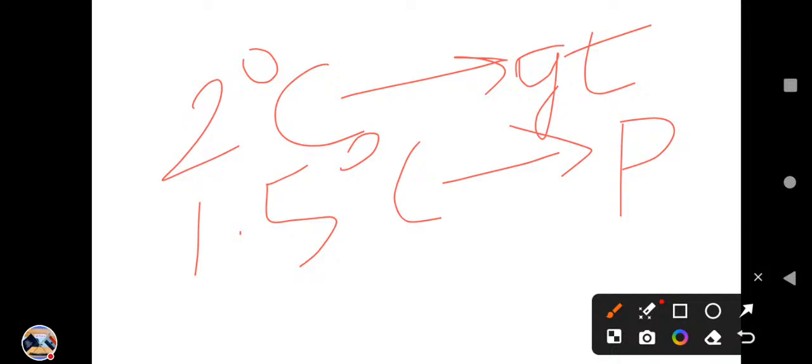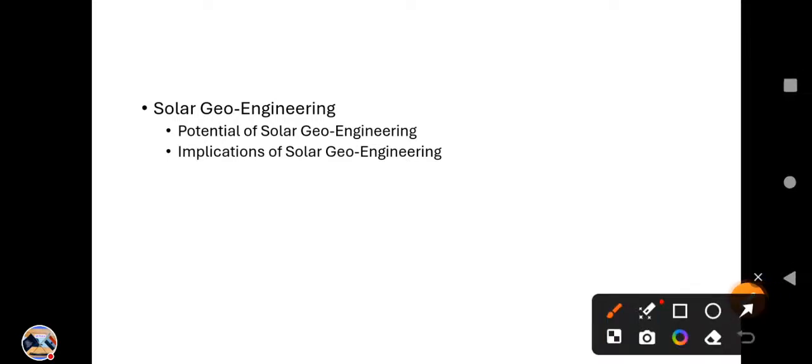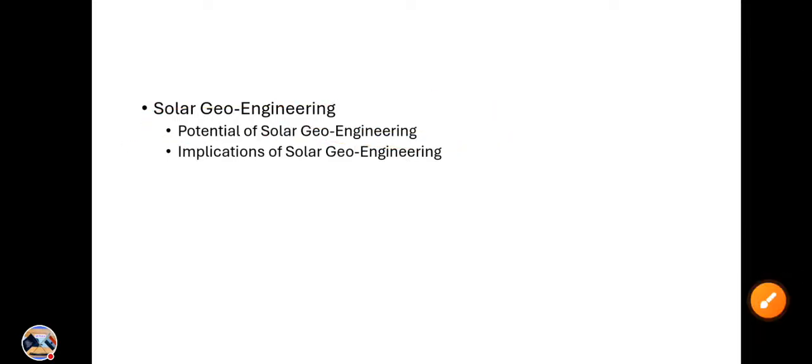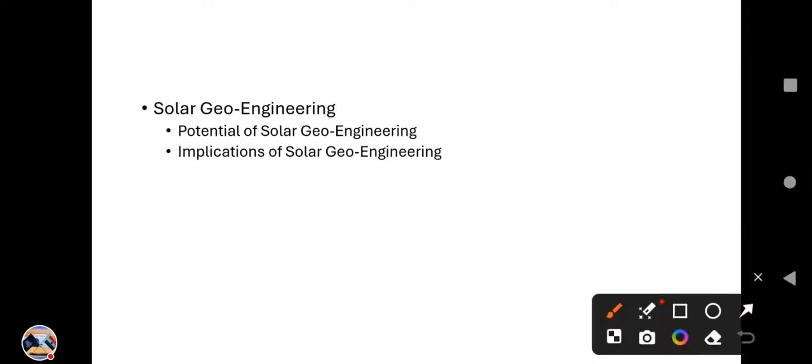Okay, and the potential of solar geoengineering. What is the potential? The process is cost effective, with an estimated cost of US 18 billion a year for each degree of cooling achieved. Whereas removing carbon dioxide from the atmosphere to achieve similar cooling effects will require much more money.